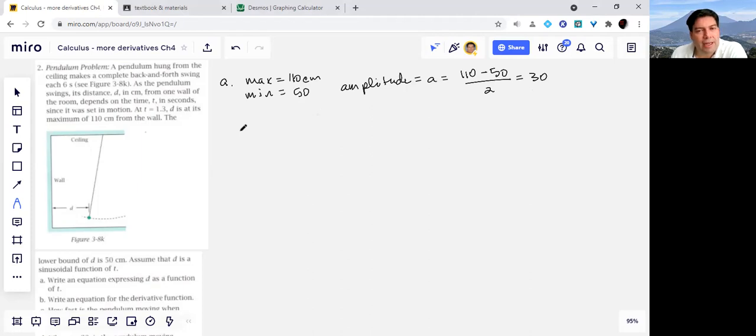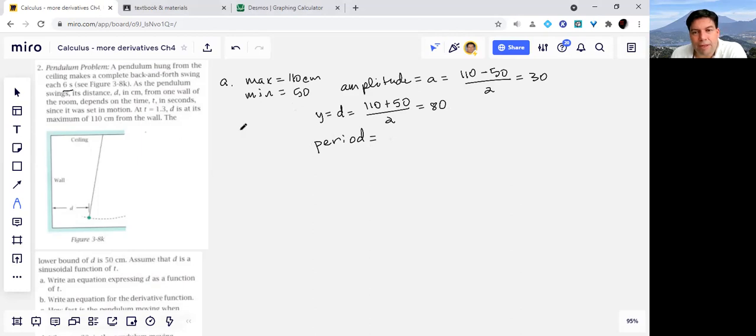Okay. I also need the value of the midline or sinusoidal axis. It equals some value of d, and this value of d is the average of the maximum and the minimum. So 110 plus 50 divided by 2, and that happens to be 80. Right. Next, we know the period. We need to find the value of b, but knowing the period, that's not too difficult. The period, they tell us, is 6 seconds. It's right here.